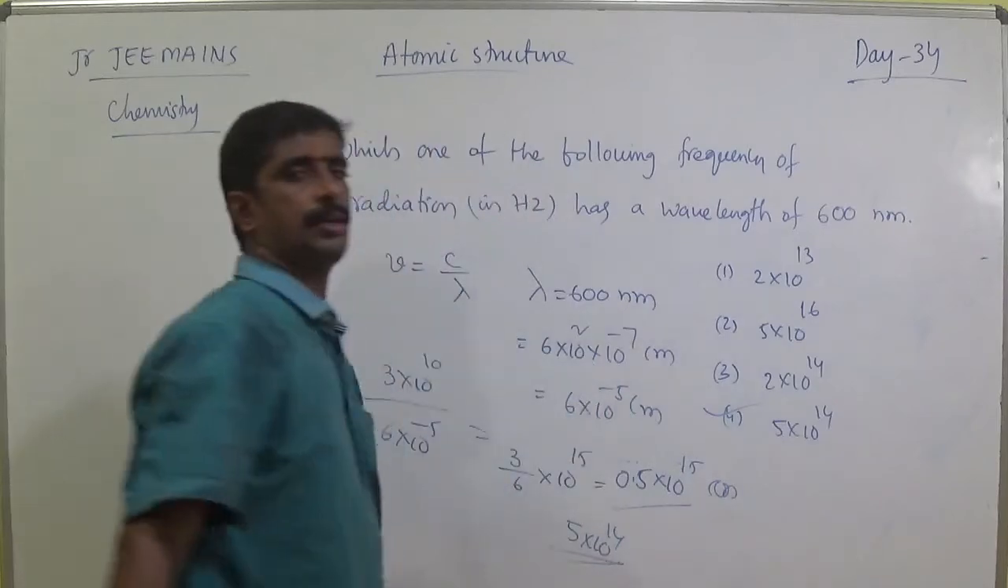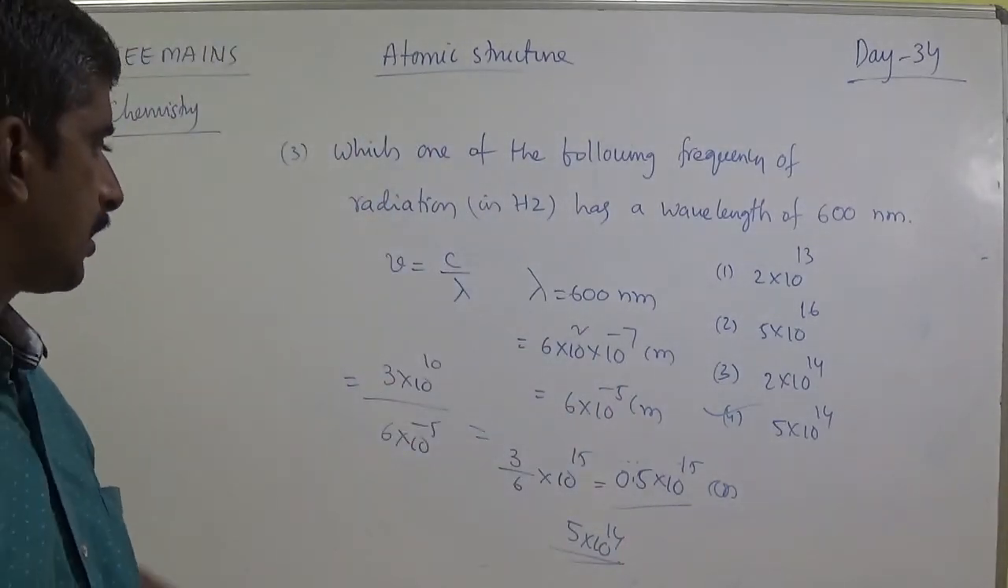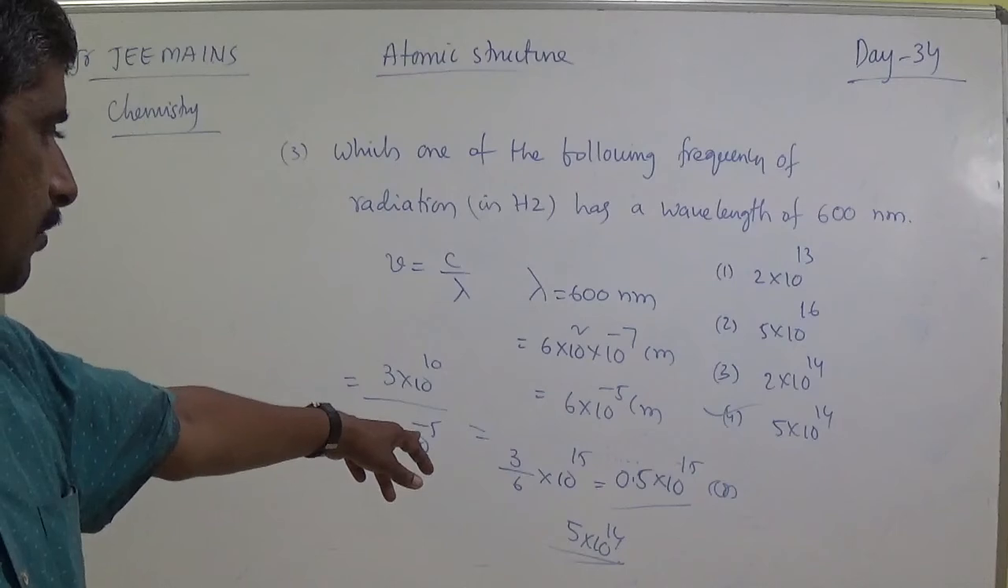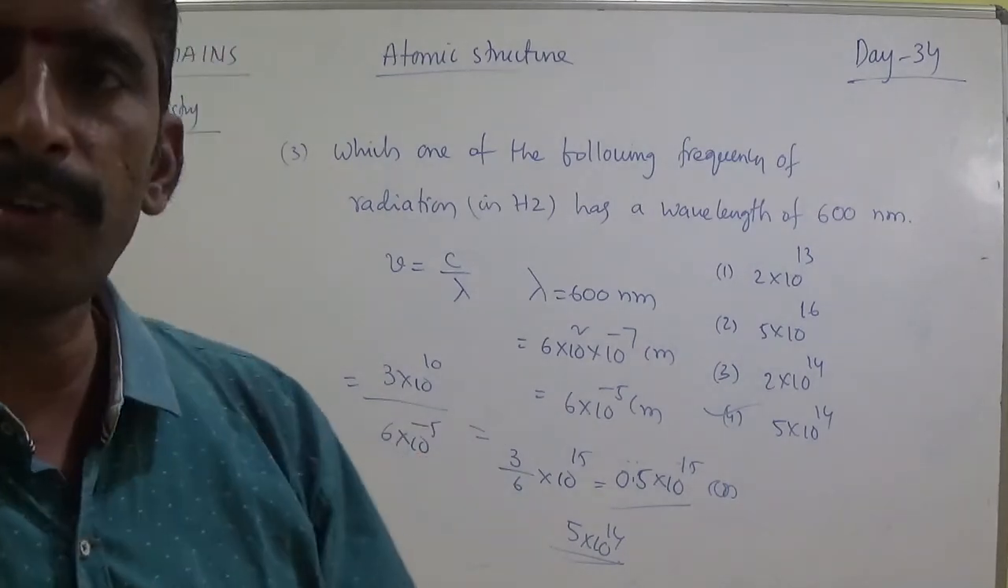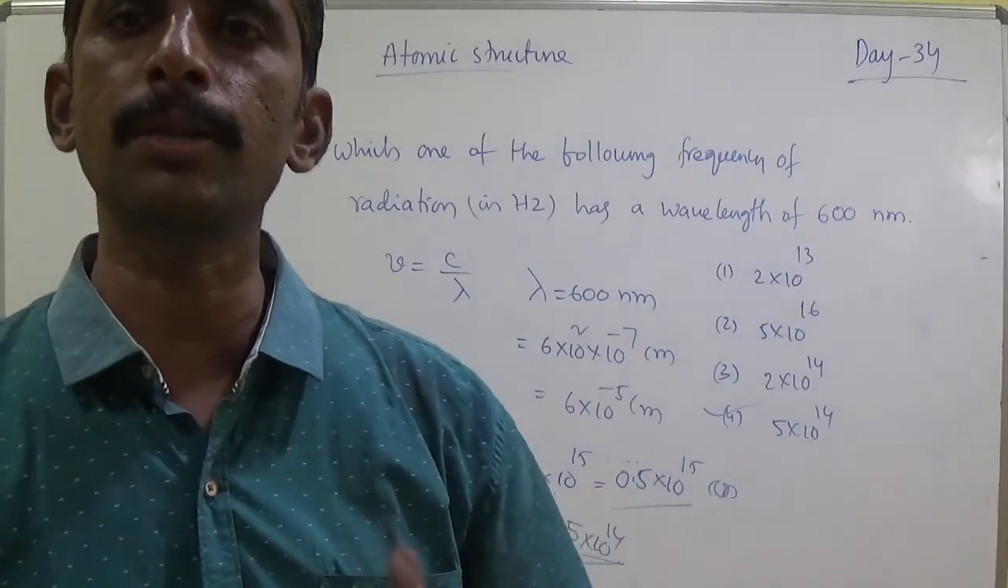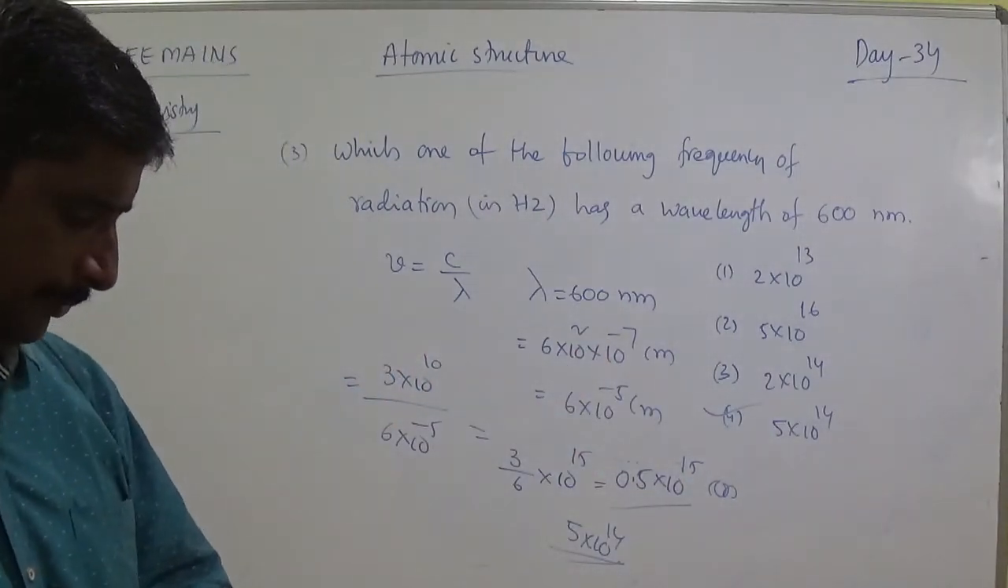So which option is correct? Actually I got the value 0.5 into 10 to the power 15, and 0.5 into 10 to the power 15 means 5 into 10 to the power 14. So the fourth option is correct.